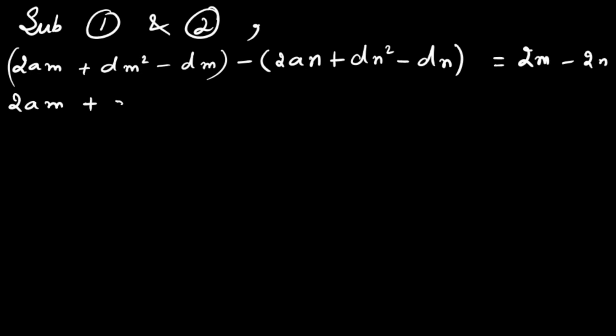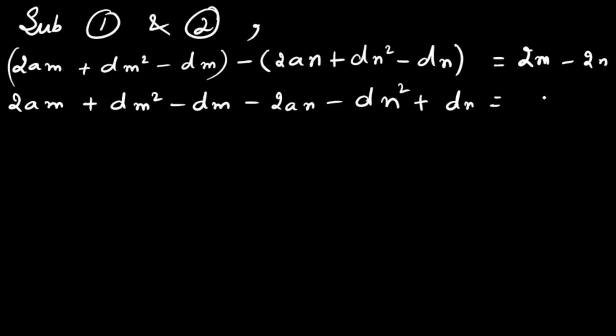Now let's open the brackets. 2am plus dm square minus dm minus 2an minus, because of the minus the sign will get changed, minus dn square plus dn is equal to, here let's take 2 common. So this is actually 2m minus 2n. I wrote it opposite. So here I am taking 2 common, so it is 2 into m minus n.